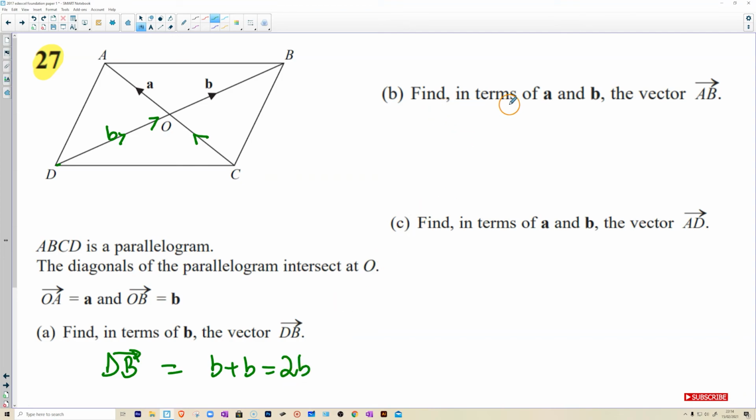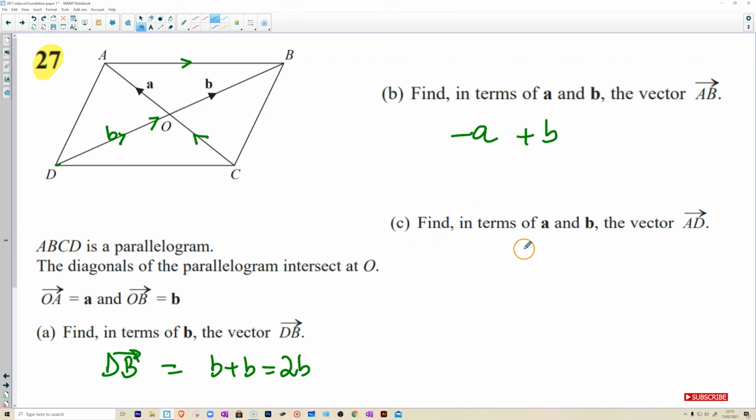For part B, find in terms of A and B the vector AB. That means we start from A and end our journey at B. So AB is from there to there. In order to get to AB, I need to go this way and then that way. That's the easiest way because we don't know what that one is. We can find it, but the quickest way is just to go that way and that way. Now, A is going in that direction. That means I'm going the other way. So going from A to B is going to be negative A plus B.